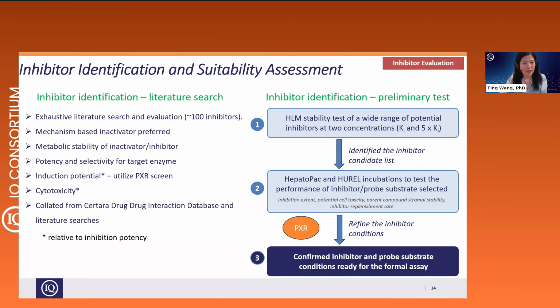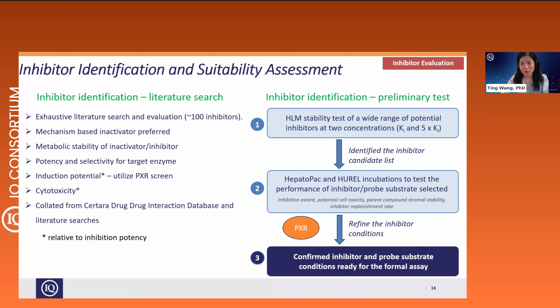So as Helen mentioned, for inhibitor selection, we first went through the literature research, and we exhausted the literature to evaluate almost 100 inhibitors. Among them, 75 were identified as CYP inhibitors. For the inhibition mechanism, we prefer mechanism-based inactivation over reversible inhibition. Also, the metabolic stability and the potency and the selectivity for the target enzyme are the most important factors to consider. Additionally, because we are using a long-term culture system, induction potential and the cytotoxicity during the incubation length are also factors to consider. Collectively, from the literature research, we came up with a list of inhibitor candidates.